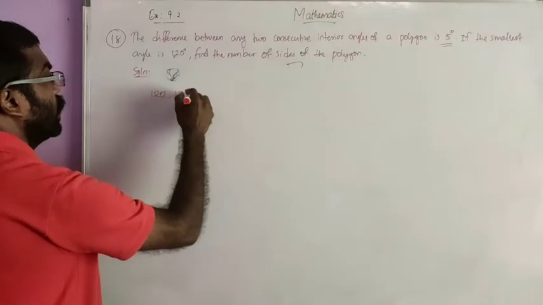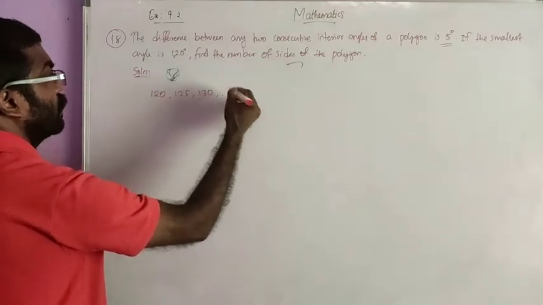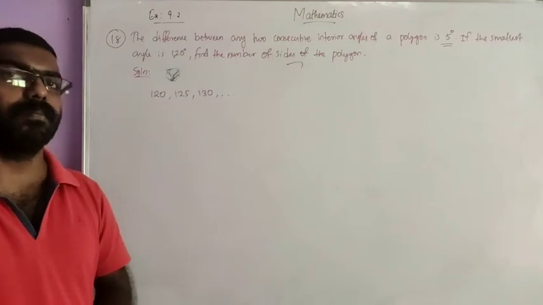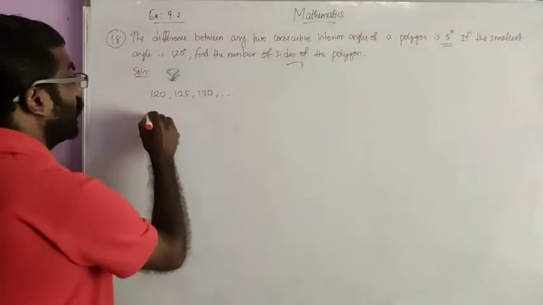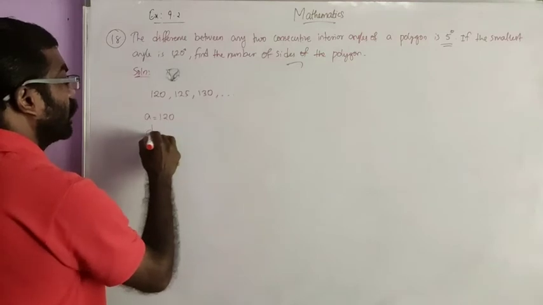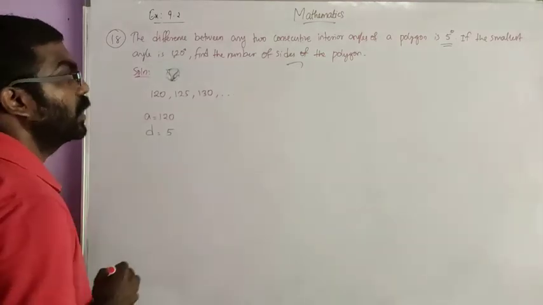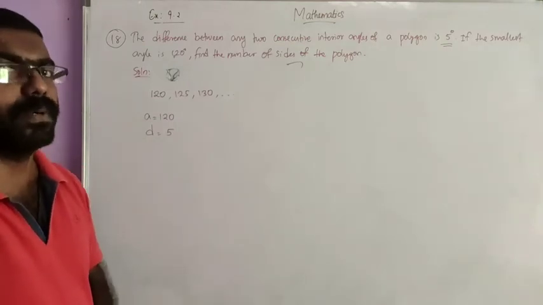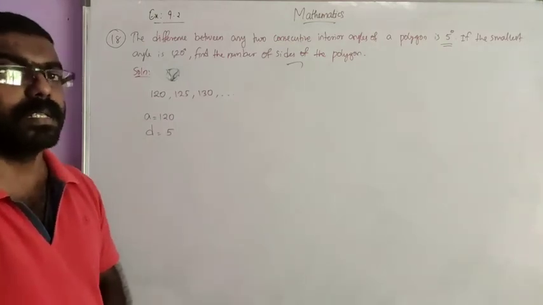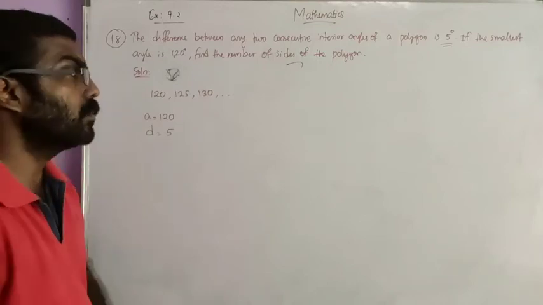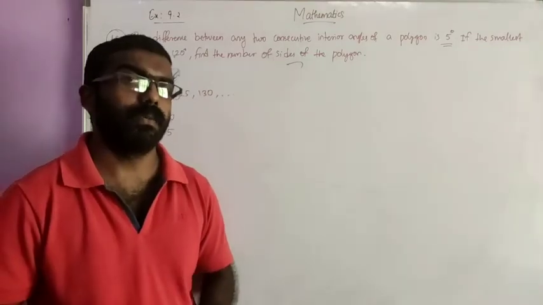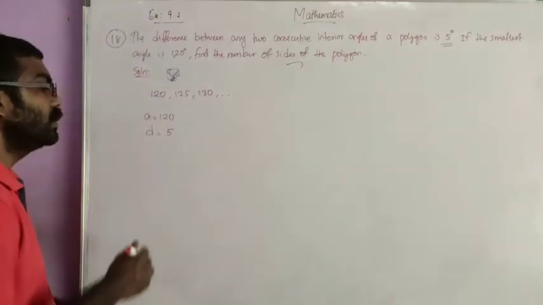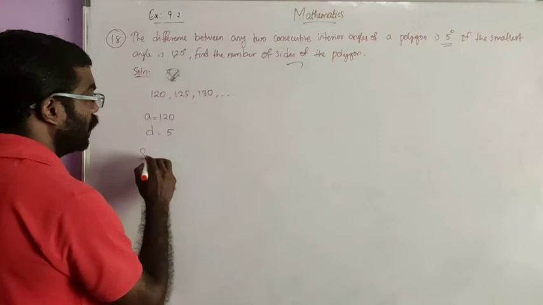So we can write 125, 130, etc. That means here the angles are in arithmetic progression, with the first term a equal to 120 and the common difference d equal to 5. From this we can find the sum to n terms using the formula Sn is equal to n by 2 into 2a plus n minus 1 into d. We also know the formula to find the sum of interior angles of a polygon, which is n minus 2 into 180 degree.